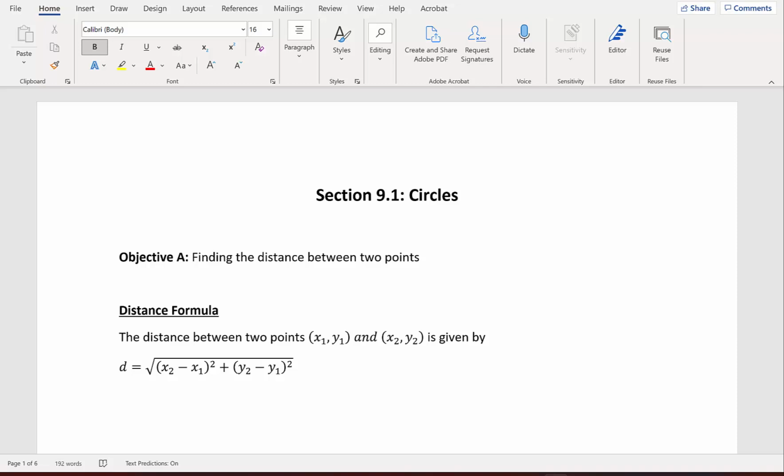In this video, we'll take a look at section 9.1, which is on circles. Now, our first objective is finding the distance between 2 points. So in order to find the distance between 2 points, we have something called the distance formula.